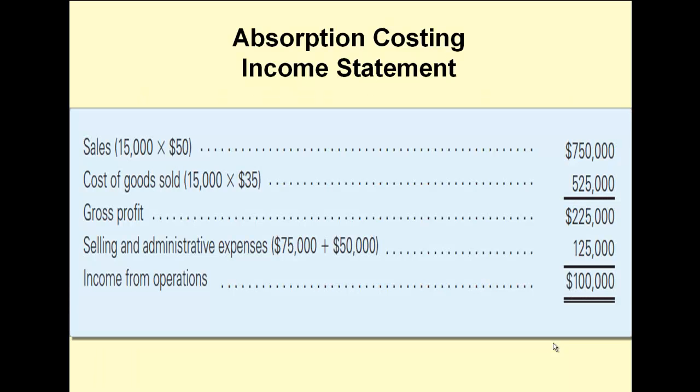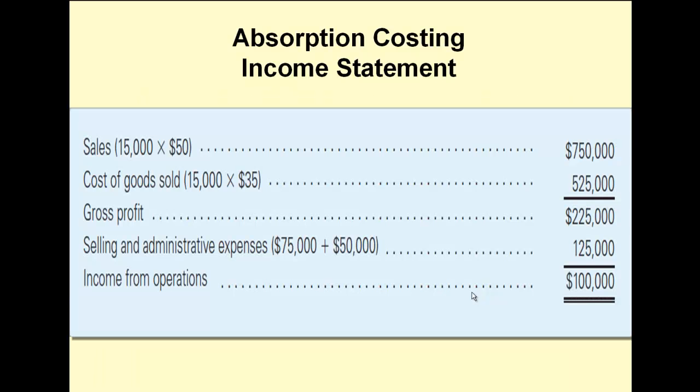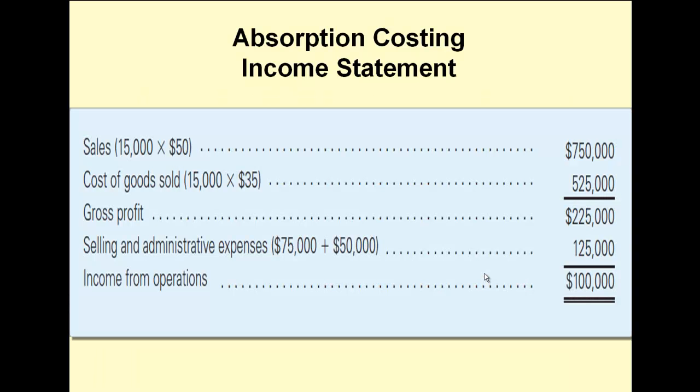So based on this information, we can see here that our sales, and by the way, the sales are going to be the same under either method, variable or absorption costing, are $750,000. And we came up with that number by multiplying the number of units times the sales price. Cost of goods sold in this case is going to be $525,000. We sold 15,000 units, and if we go back here, we can see that $35 was the unit cost. And that includes both variable and fixed components, right? Because under absorption costing, we absorb everything.